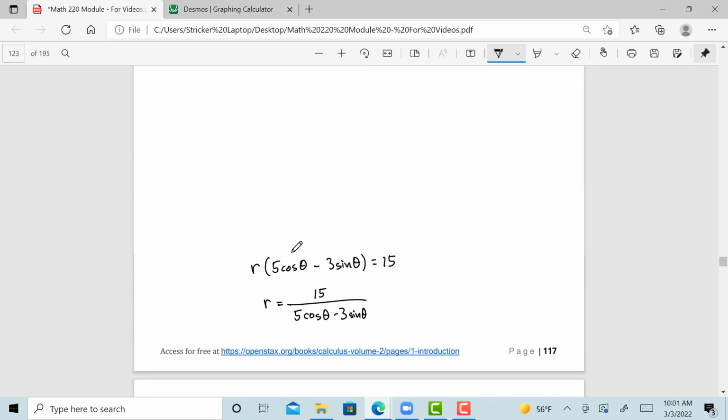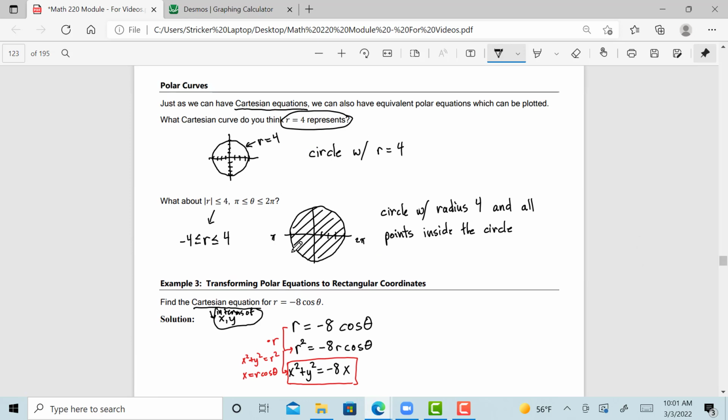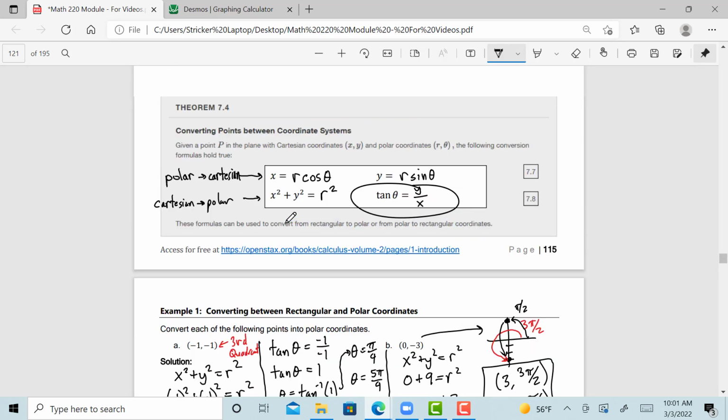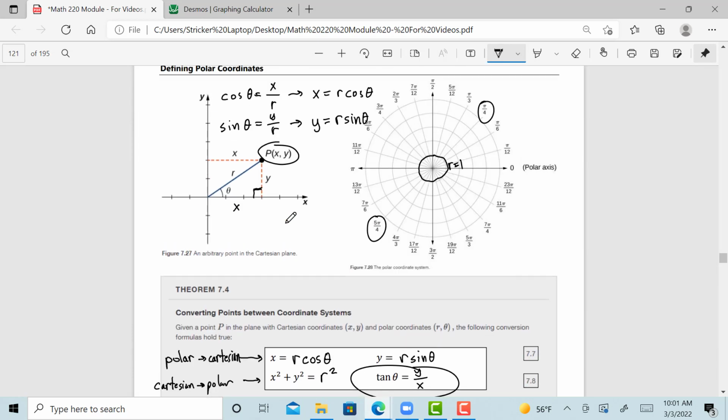For example, if theta was equal to pi over 3, we could come back here to the graph on the first page. If it was equal to pi over 3, we could just go to pi over 3, and it would be a line that went through pi over 3. That would be theta equals pi over 3.